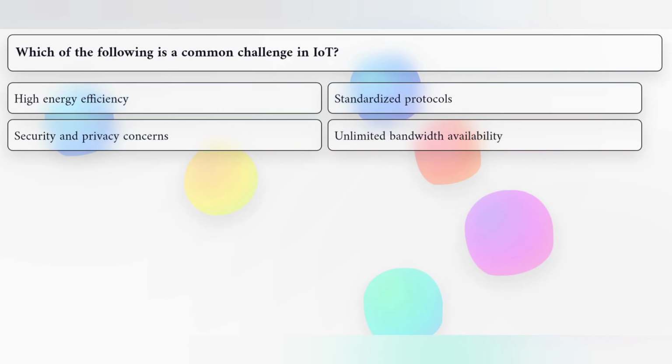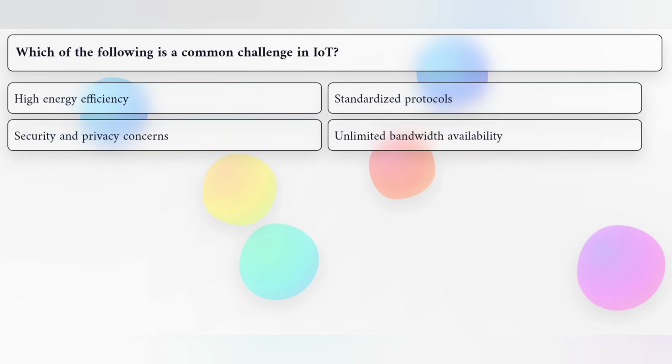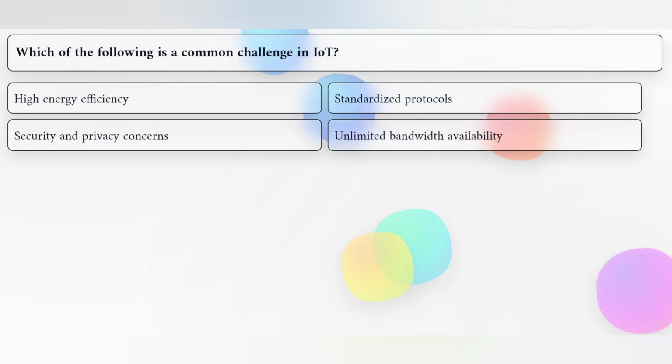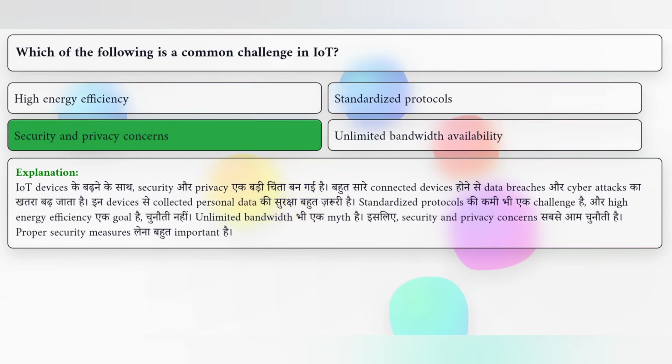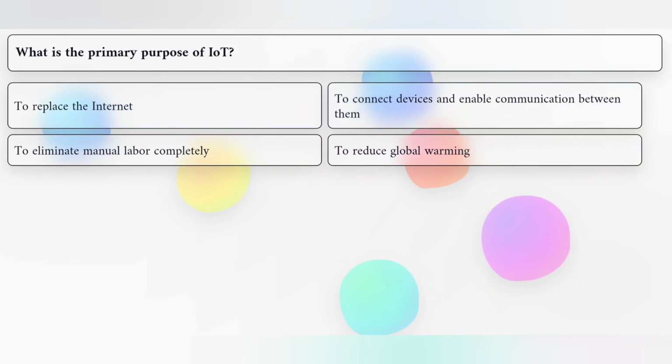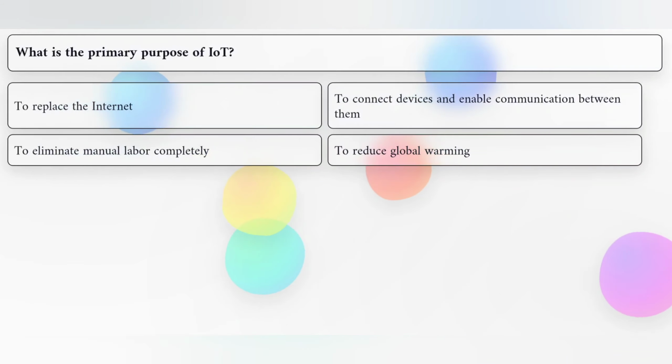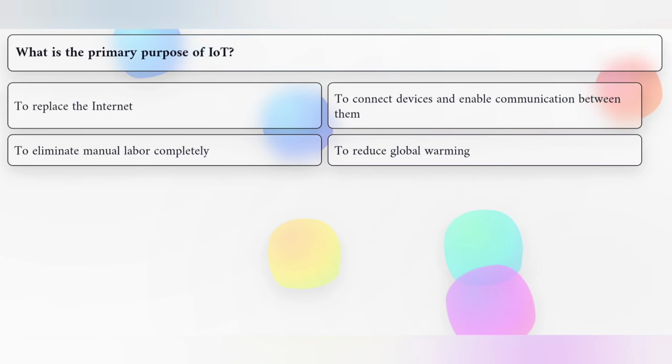Which of the following is a common challenge in IoT? High energy efficiency, standardized protocols, security and privacy concerns, unlimited bandwidth availability. What is the primary purpose of IoT? To replace the internet, to connect devices and enable communication between them, to eliminate manual labor completely, to reduce global warming.